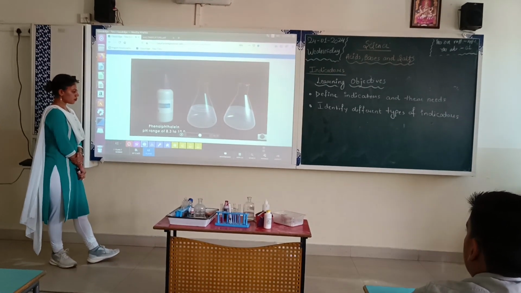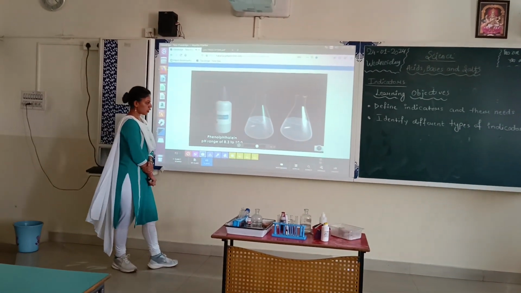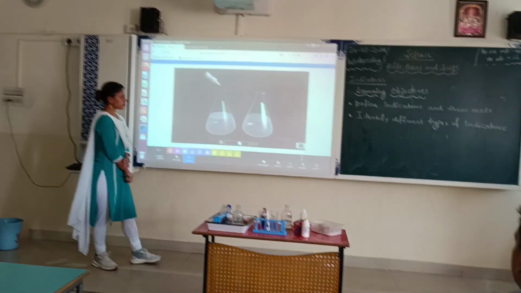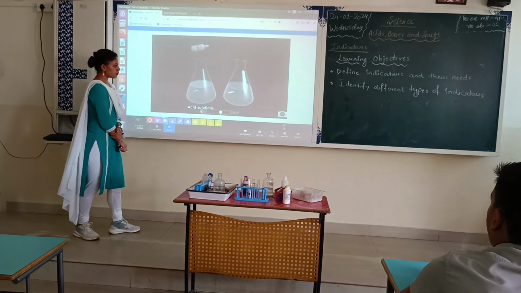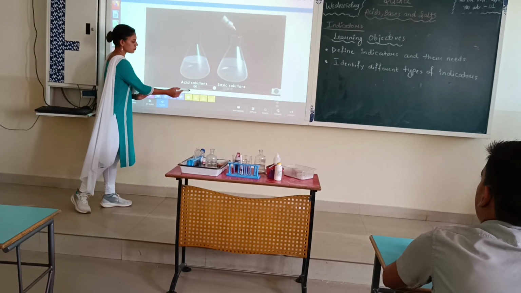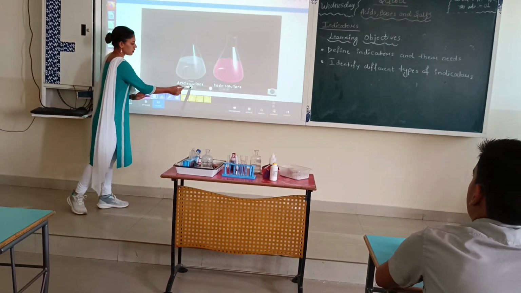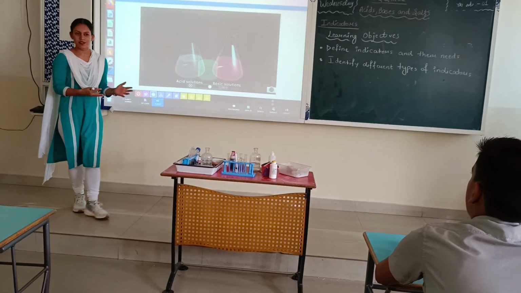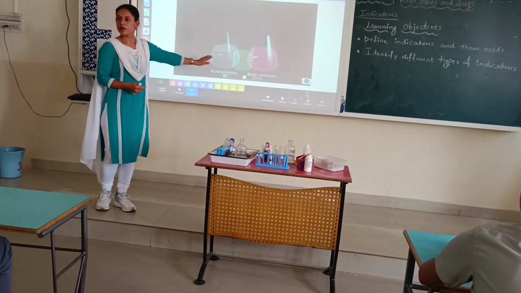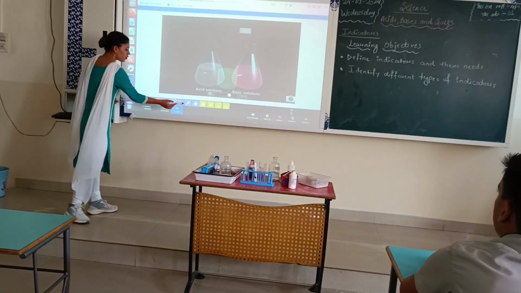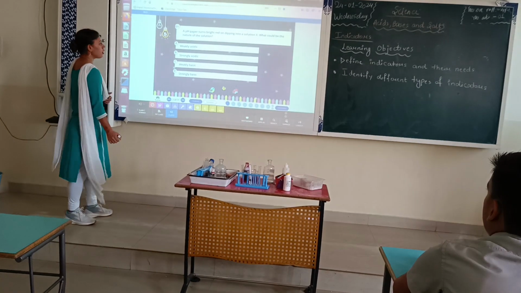Phenolphthalein, with its pH range of 8.3 to 10.0, will be colorless in acid solutions, but in basic solutions, it will turn a reddish-violet color. We call it a pink color, which we have seen. Any doubt? Okay, let's quickly summarize what we have learned with a small quiz.